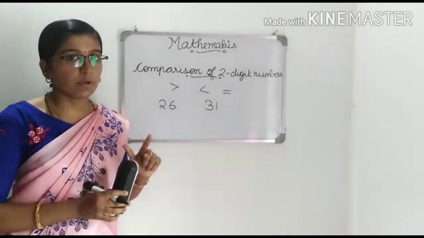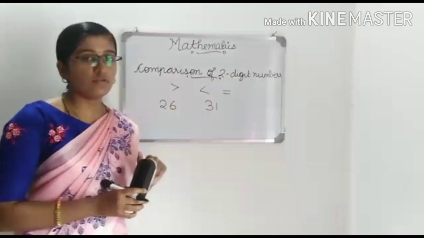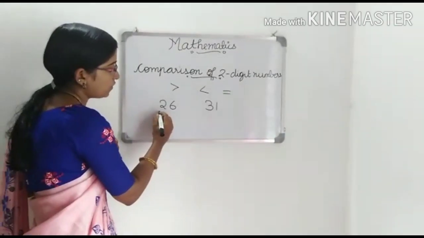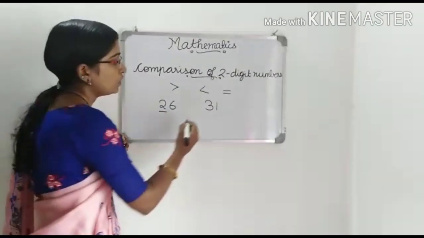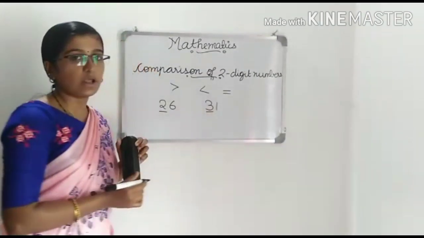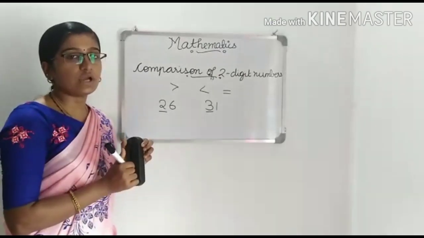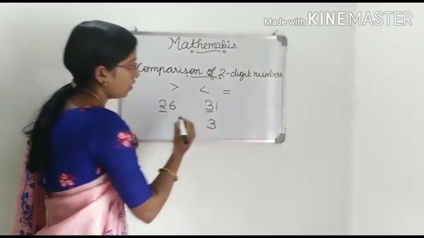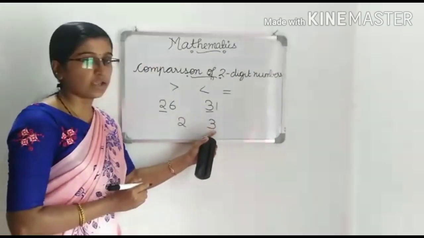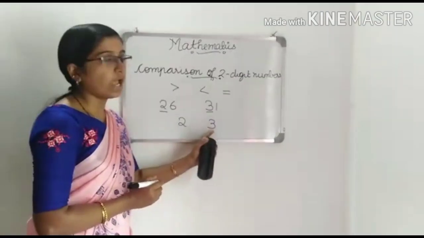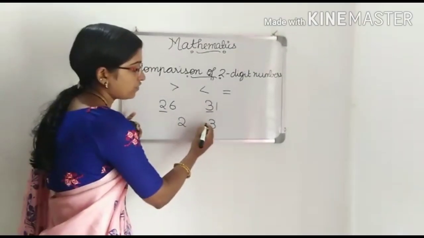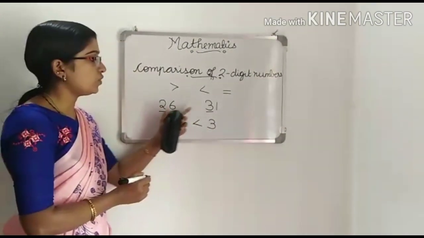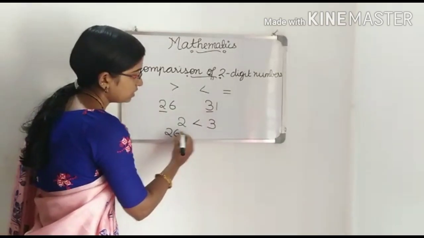So children, you should keep in mind that while comparing 2-digit numbers, you should first start from comparing the 10's place. Here in 26, the digit in the 10's place is 2 and in 31, the digit in the 10's place is 3. So first we should compare 2 and 3. So here the first number is 2 and the second number is 3. So compare 2 and 3. The first number is less than the second number. So 2 is less than 3. So the number 26 is less than the number 31.